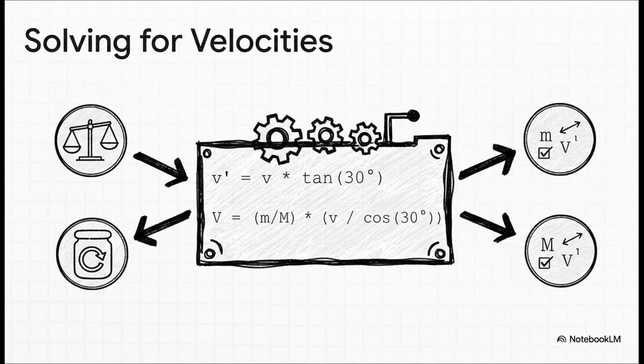And would you look at that? We've got 2 equations from our 2 axes and 2 things we don't know. The final speeds, v prime and v prime. This is just algebra. We can totally solve this system. And check this out. We can figure out what both final speeds are just in terms of the initial speed, v. That is going to be incredibly useful in just a second.